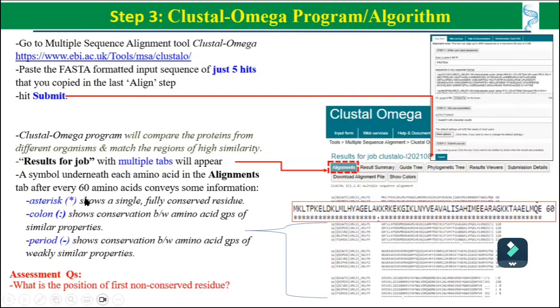So there are 2 ways of finding out that information. Many tabs will show up when you have this search box displayed on your computer: alignments, result summary, guide tree, phylogenetic tree. So even with Clustal Omega, you can get a phylogenetic tree. You don't need to go and find a different tool for phylogenetics. With Clustal Omega, you can also get a phylogenetic tree of these proteins, right? And this information is almost similar to what you get on the last page.